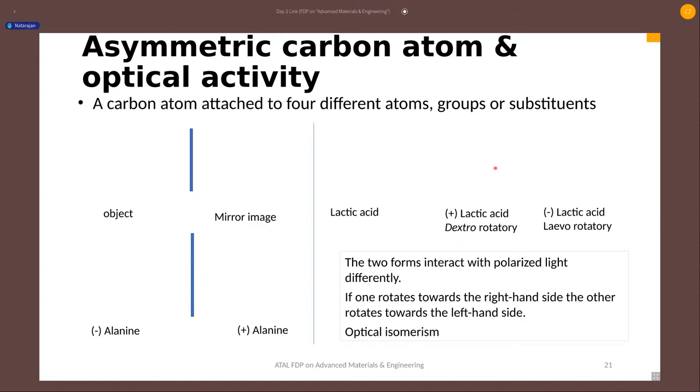Hello? Sir, it's audible. Please continue. It's audible, but all the chemical structures are not visible. The slide in front of us is asymmetric carbon atom and optical activity. There you can continue. The chemical structures are not visible.